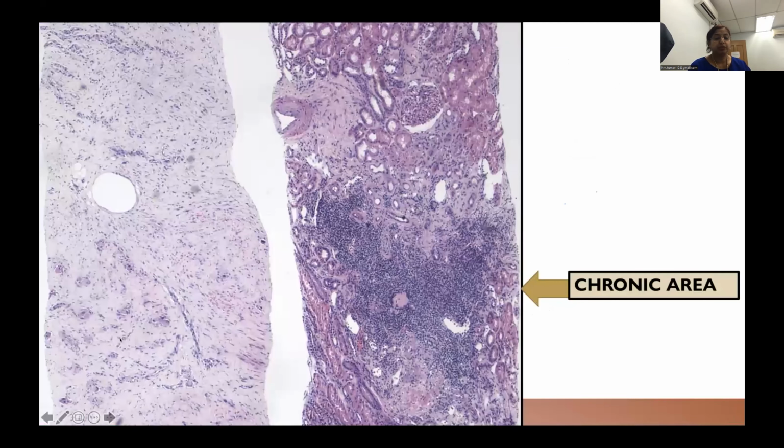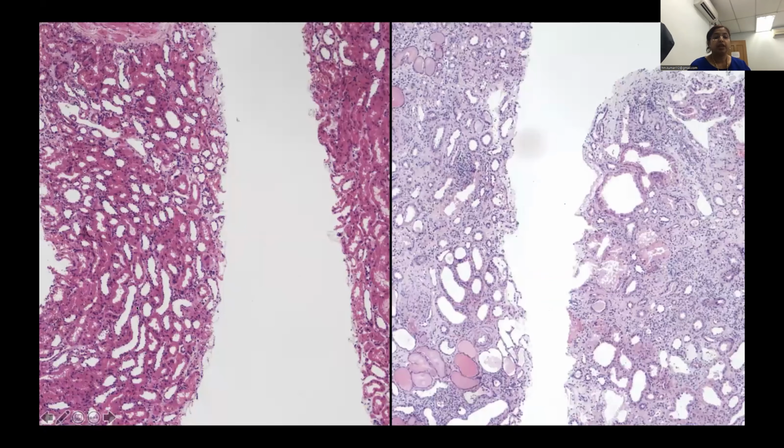So I will just show you some images. These are chronic areas with heavy infiltrates. This is actually just fibrous tissue, which is part of a capsule. So this is a chronic area. And this is mild acute tubular injury changes. You see the tubules dilated, but this is a chronic area in between. Tubules dilated here with flattened lining epithelium.